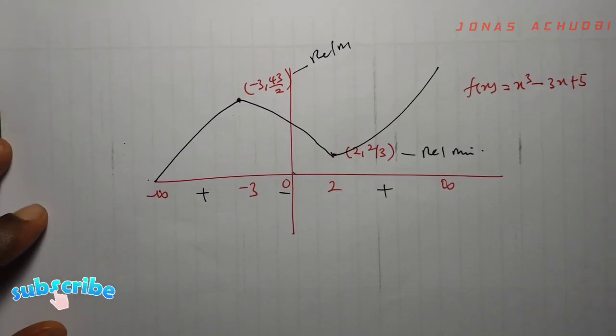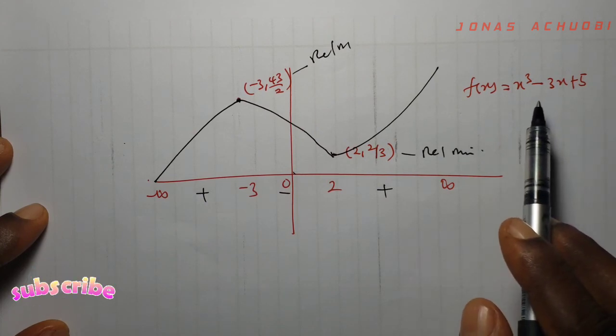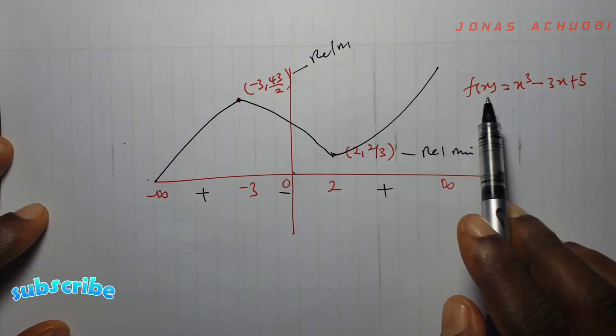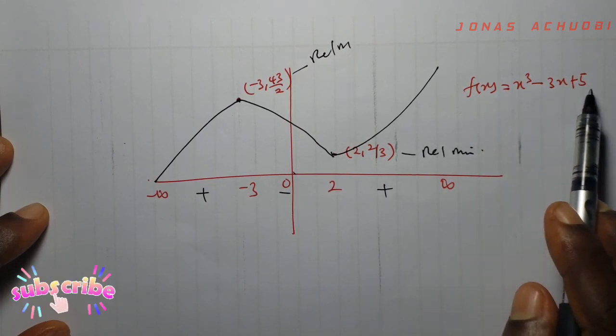So this is just a rough sketch of the graph of the function we have just dealt with. As an exercise, I'd like you to use the first derivative test to determine the nature of extrema of this function, f of x equal to x cubed minus 3x plus 5.